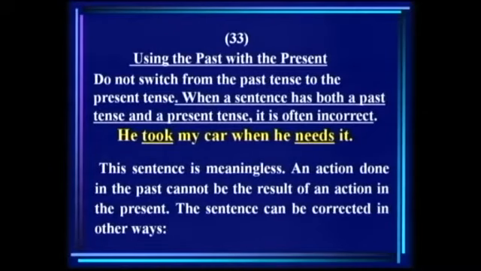The rule is do not switch from the past tense to the present tense. ما ينفعش ان انا يعني I should not go from past to present or from present to past. If I'm talking about the past, it's past. If I'm talking about the present, it's present. When a sentence has both a past tense and a present tense, it's often incorrect. عادة بتبقى غلط. إلا في حالات هنقولها كمان شوية.